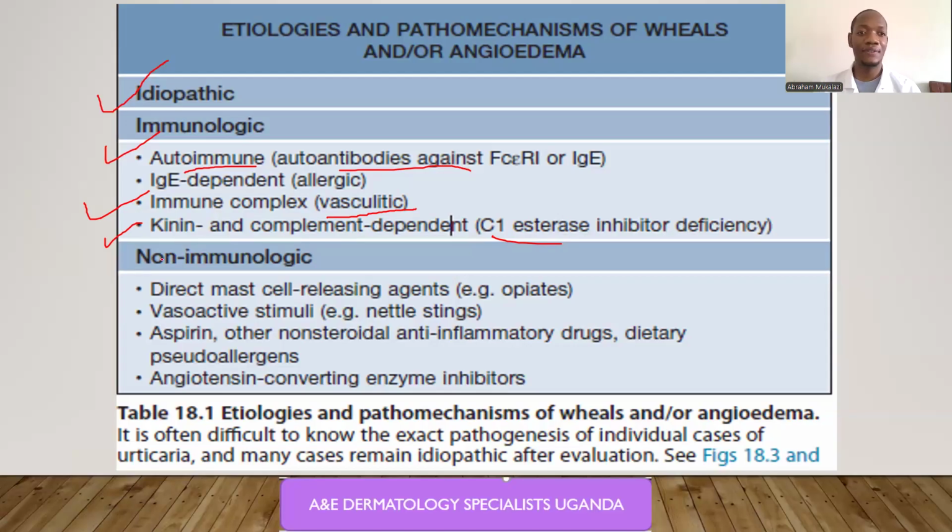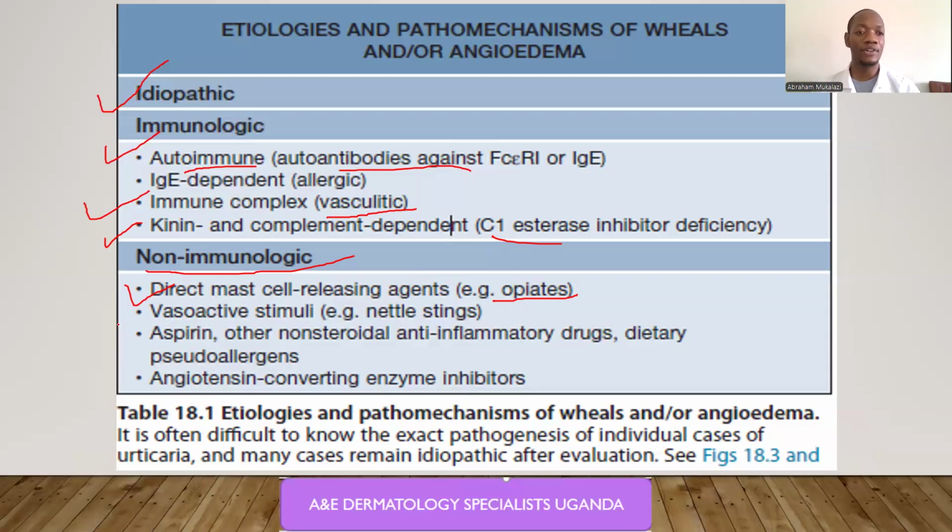The other etiologic mechanism we classify as the non-immunological. In this case, you don't have a role of IgE or the immune complexes or the kinin or the complement system, but you have direct mast cell activation, which can be due to the trigger itself. An example is opioids like morphine, which can directly activate the mast cells, causing degranulation of the mast cell granules and then release of the different vasoactive components.